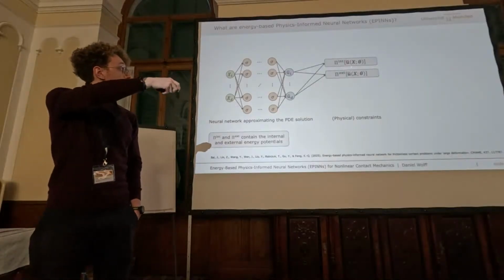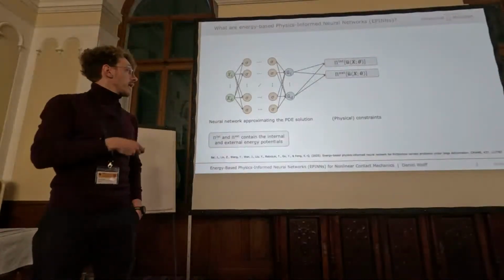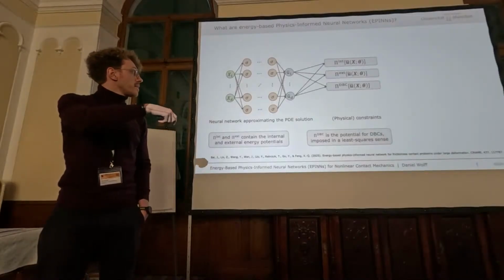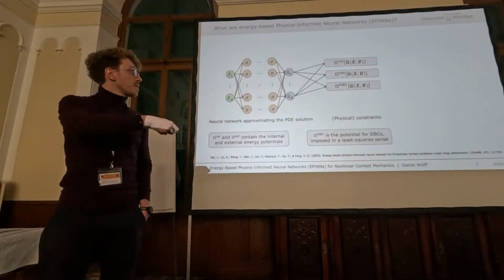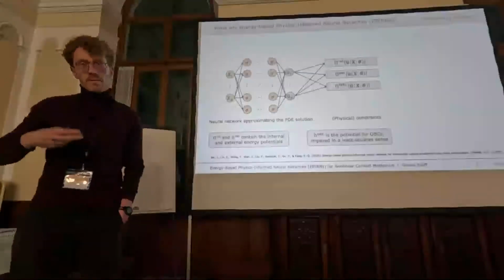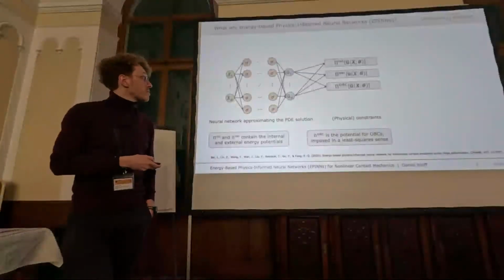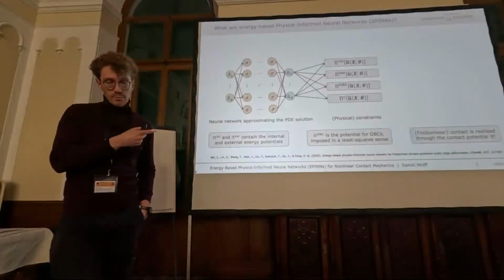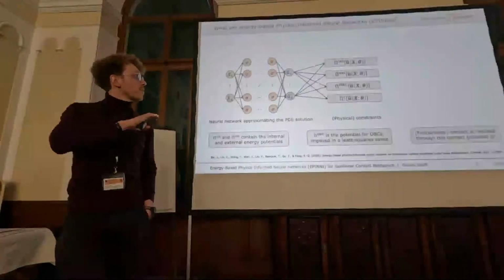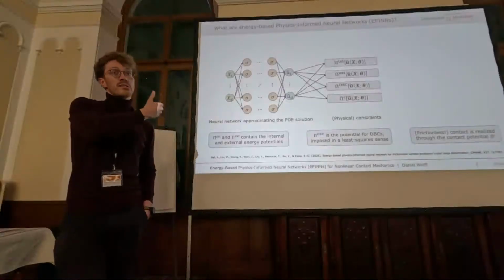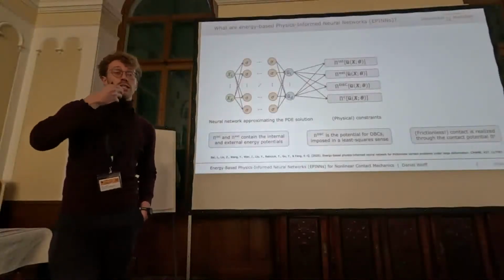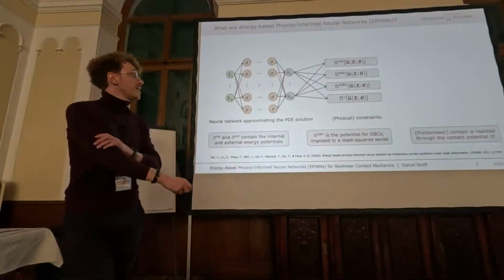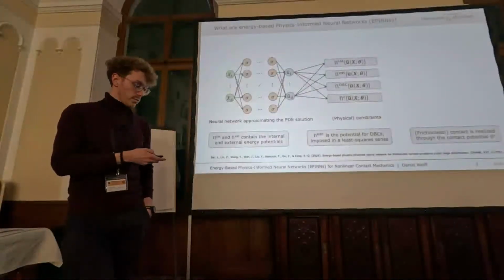So we have energy potentials corresponding to the internal and external energy. We have, okay, I didn't talk about that in detail, but in principle, if you have some Dirichlet boundary conditions, you can also impose them in a weak sense, in a least square sense. And of course, you can also include the contact potential. And I want to mention here again, because I unfortunately skipped it earlier, that this only works if I have a conservative system. So it already excludes a lot of realistic applications because we can't really model friction in this framework.